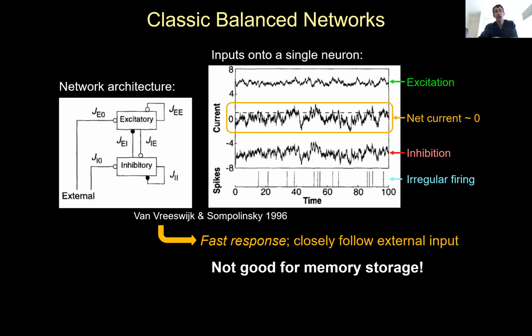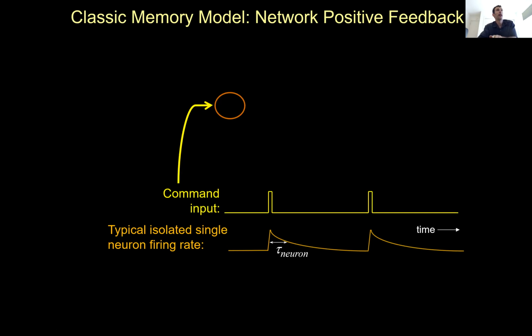So instead, going to other classic work, memory models haven't been based on balanced networks. They've been based on positive feedback. And this is overwhelming across many, many different models. When you distill them down to their essence, they come down to something like I'll show on this slide. So the idea here is that an input coming into a typical isolated neuron, its firing rate will go up and then come down, quickly decaying on some neuronal or synaptic timescale.